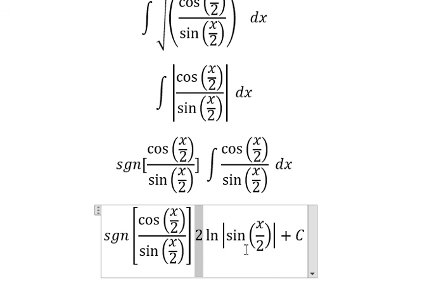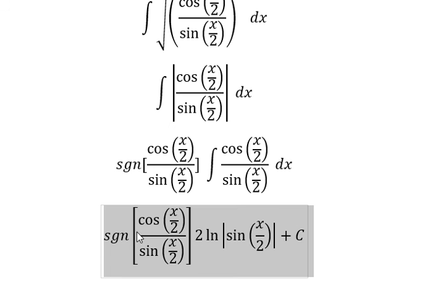Number 2, that's the coefficient of x, 1 over 2. Number 1 divided by 1 over 2, you get number 2. And this is the final answer. This is the end. Thank you for watching.